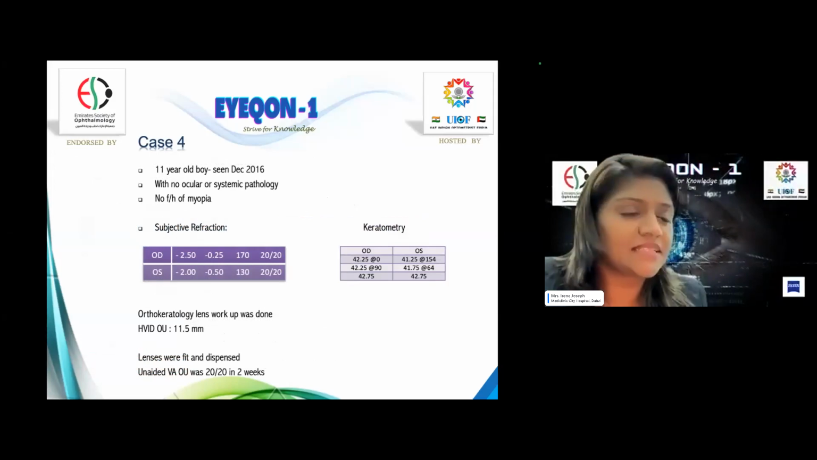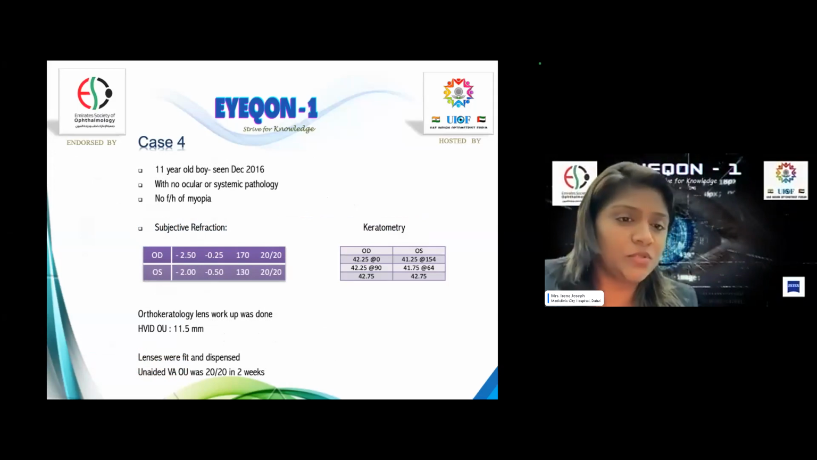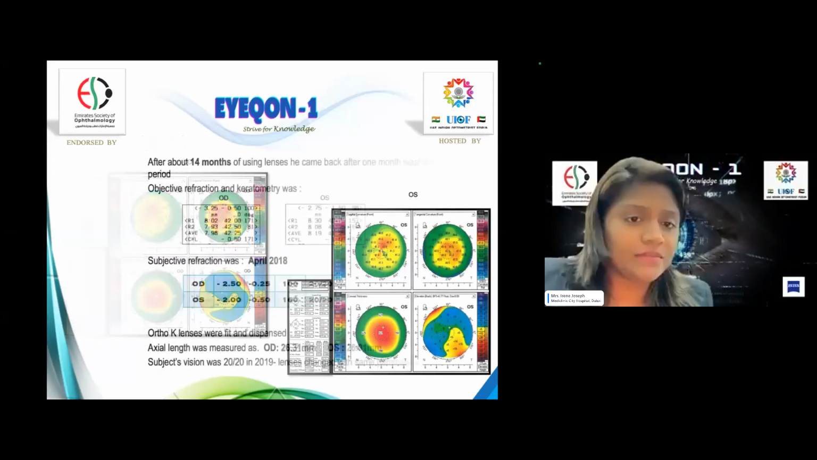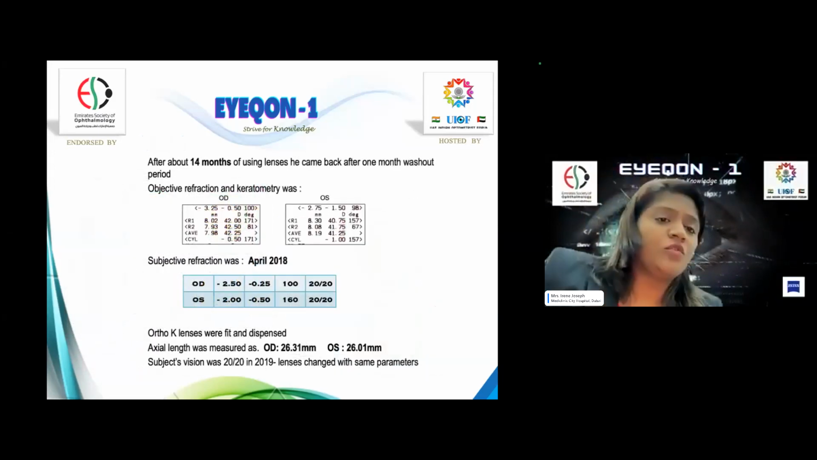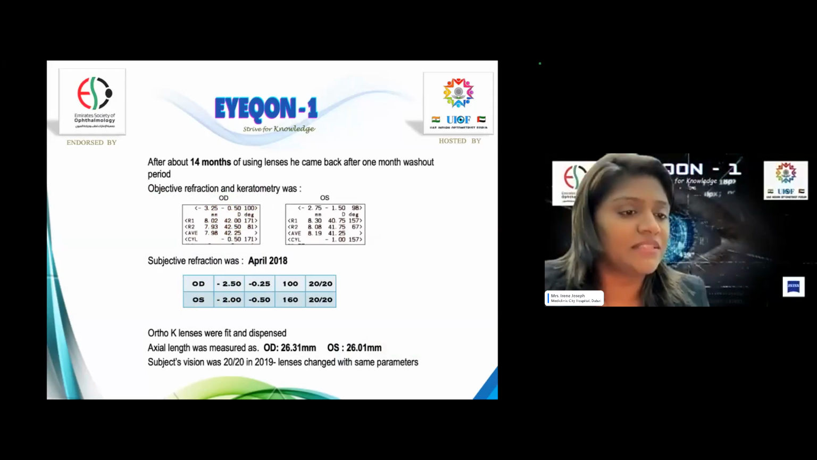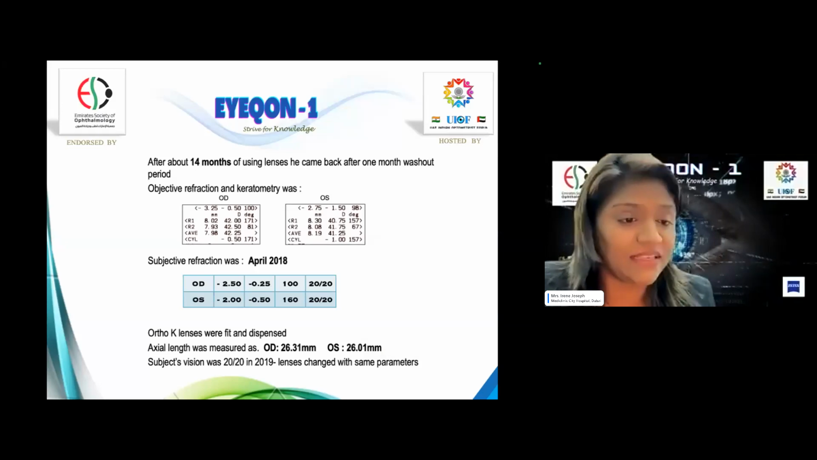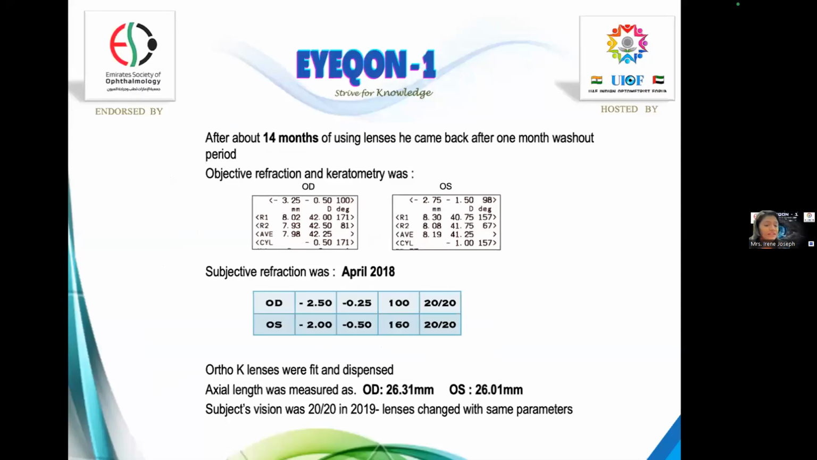The fourth case is an 11-year-old boy seen in 2016. He started with -2.5 and -2 diopter myopia. We did the workup and gave the lenses, and he got corrected to 20/20 in 2 weeks' time. That was his topography before starting. After about 14 months, a year and a half, we did a refraction and saw that he was still -2.5 and -2. That's when I got to measure his first axial length, and he was already 26.31 and 26.01 millimeters.